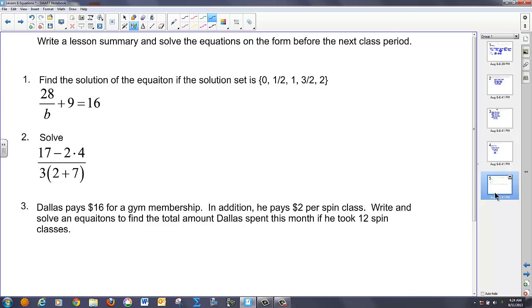So remember to write your lesson summary, solve these equations below, and put them on the form before the next class period.